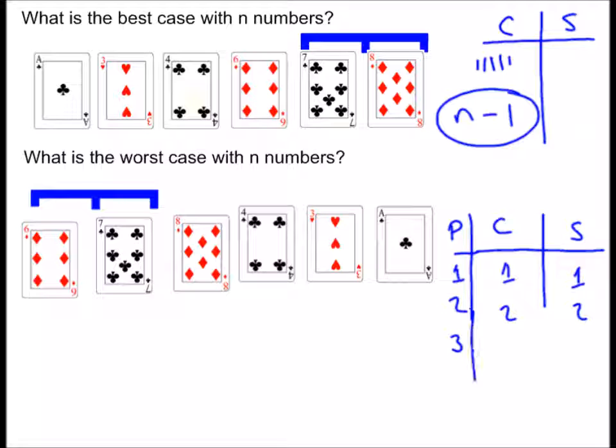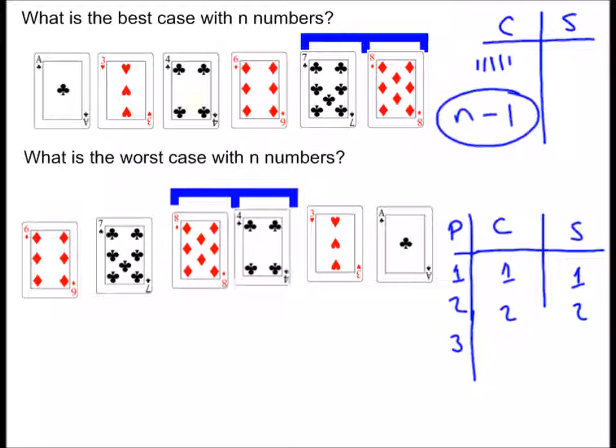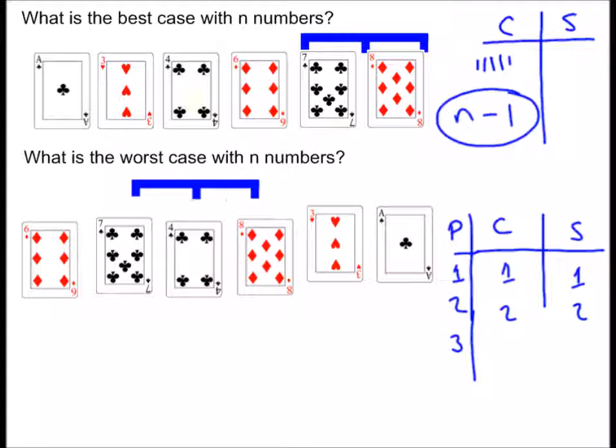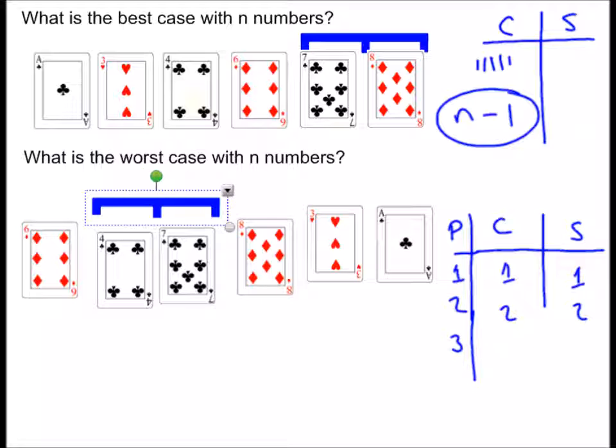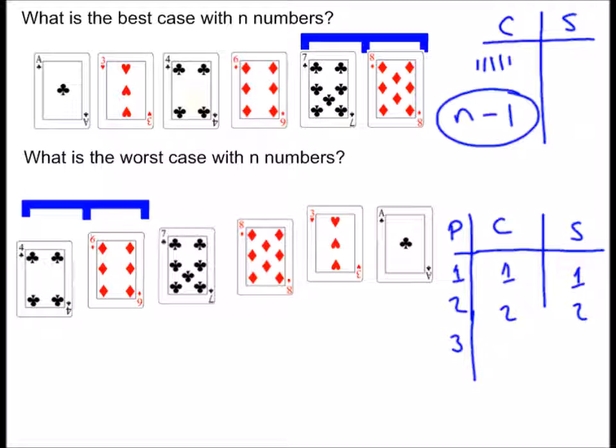On my third pass, well, I'm going to compare my 4 and my 8, and I'm going to swap them. I'm going to compare my 7 and my 4, and I'm going to swap them. I'm going to compare my 6 and my 4, I'm going to swap them. So that was 3 comparisons and 3 swaps. You can probably start to see the pattern now. Let's just finish it off.